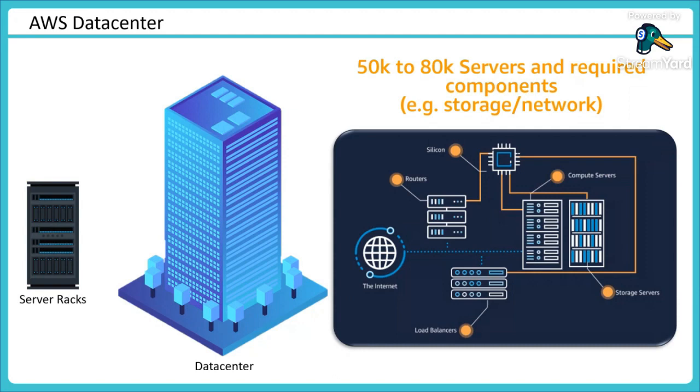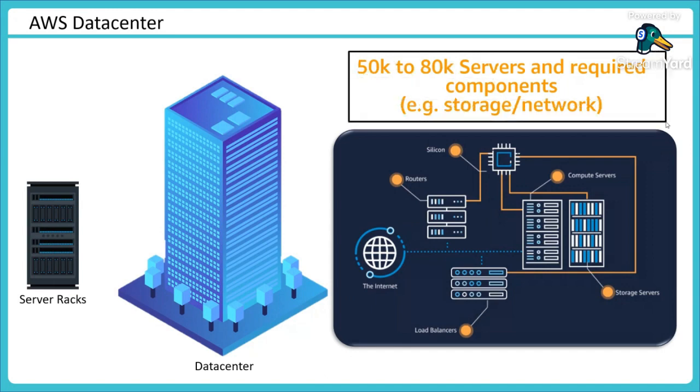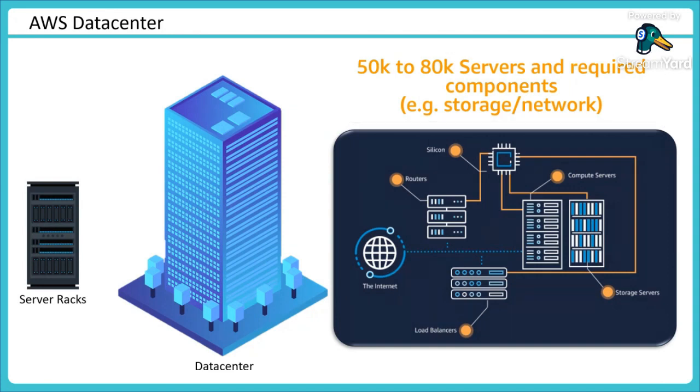There would be no marking, there would be no notification that this is the building where a data center is running. And what we do in this data center, one data center is made up of around 50 to 80,000 servers and required components. Obviously, my servers would require storage, my servers would require networking, my servers would require something else. So all these things are hosted within my data center. That's what we are seeing here.